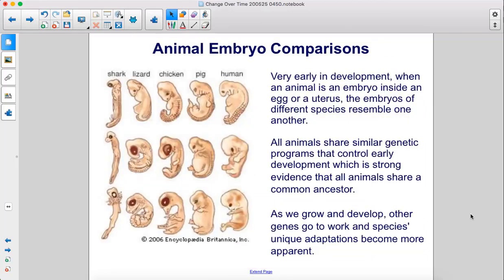Very early in development, when an animal is an embryo inside an egg or a uterus, the embryos of different species resemble one another. All animals share similar genetic programs that control early development, which is strong evidence that all animals share a common ancestor. As we grow and develop, other genes go to work and species-unique adaptations become more apparent.